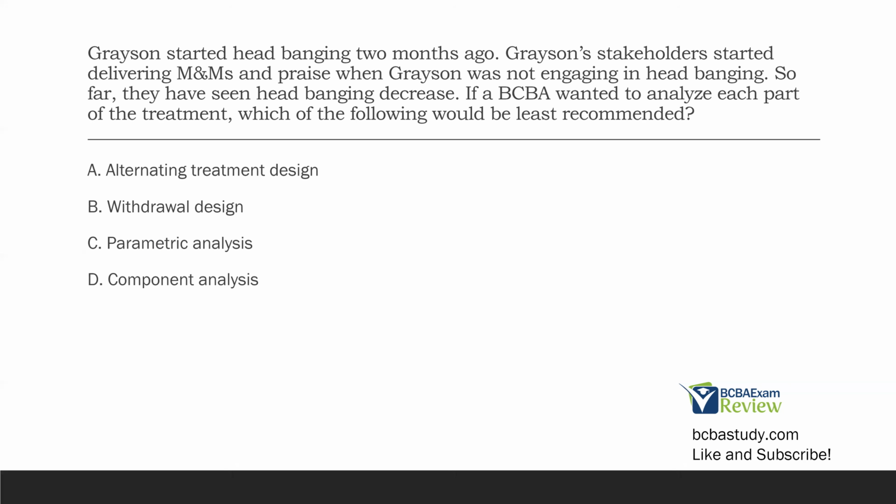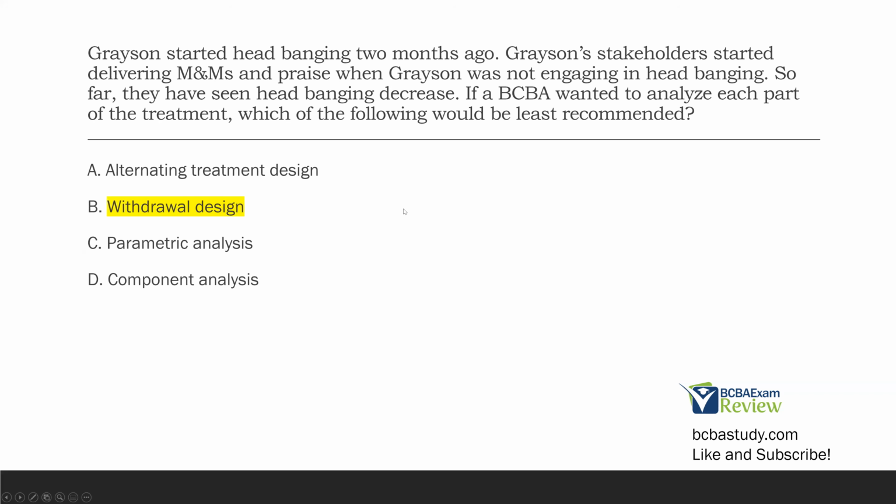Well, I would not want to reverse this, right? It's the last thing I would want to do, okay? If we see positive decreases, a significant decrease, we should say, in a self-injurious behavior, the last thing we want to do is reverse whatever we're doing. So that's what we're thinking going to the answer choices. So as you see, we have an alternating treatment design, withdrawal design, parametric analysis, and component analysis. Now, regardless of how we feel about alternating treatment designs, parametric analyses, and component analyses, as it relates to this, the last thing we want to do is what?